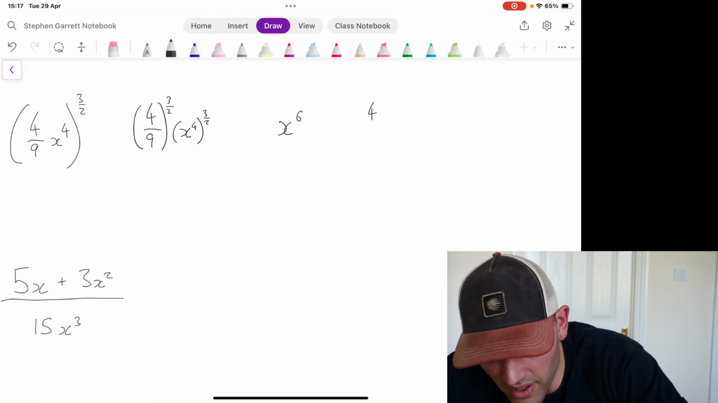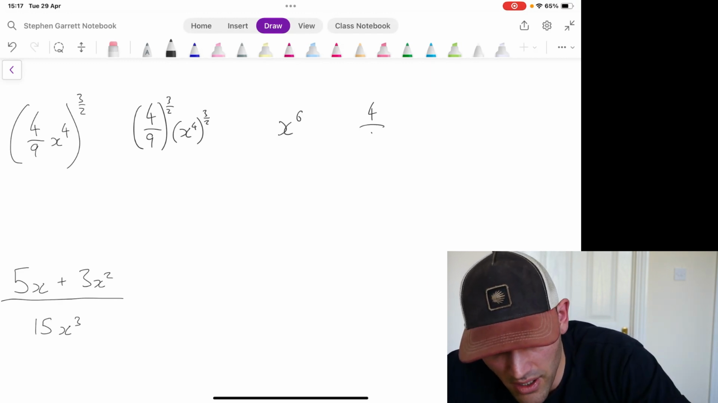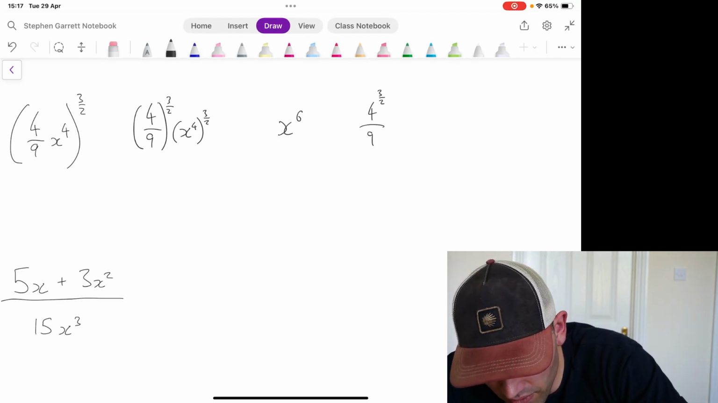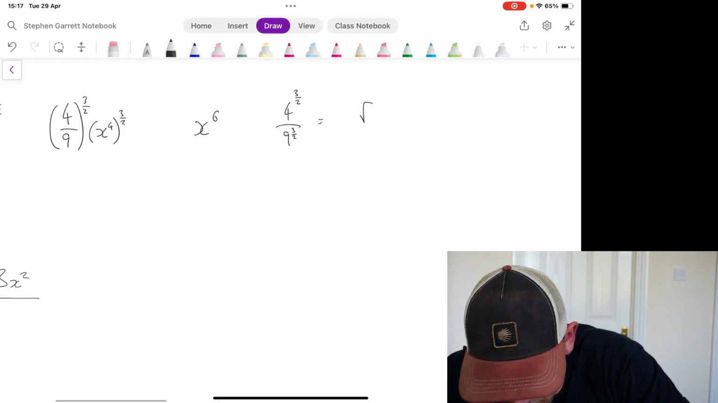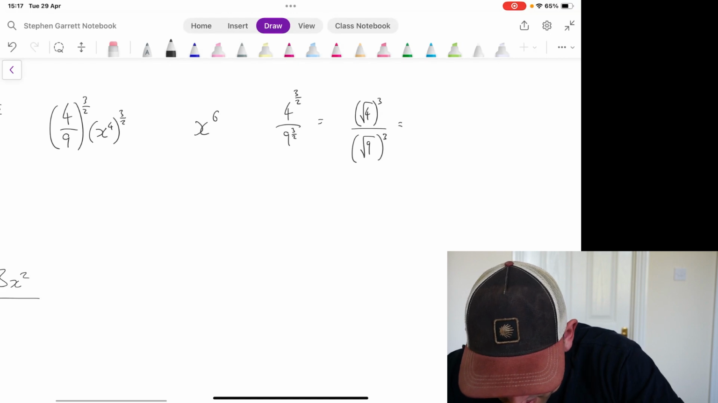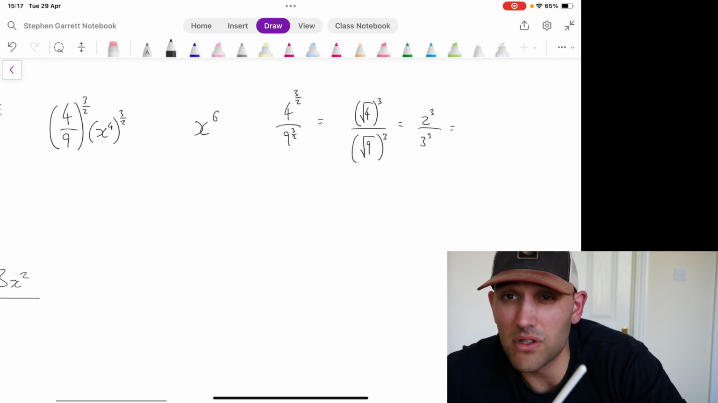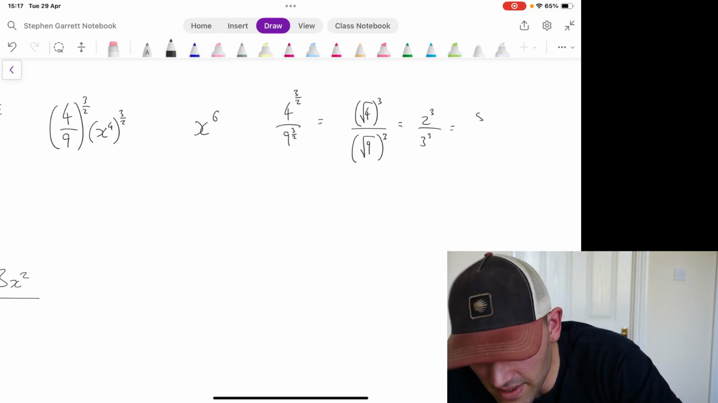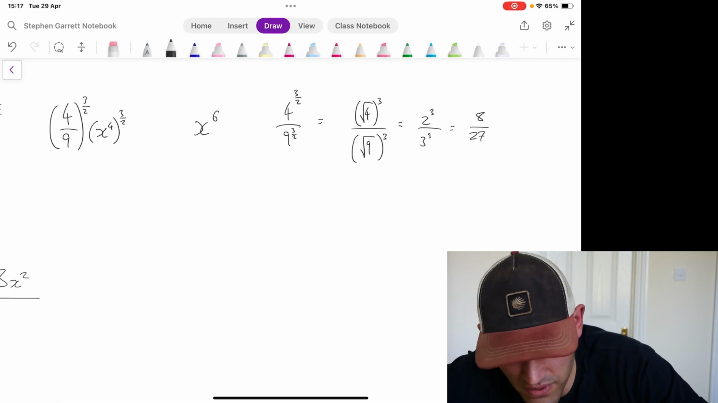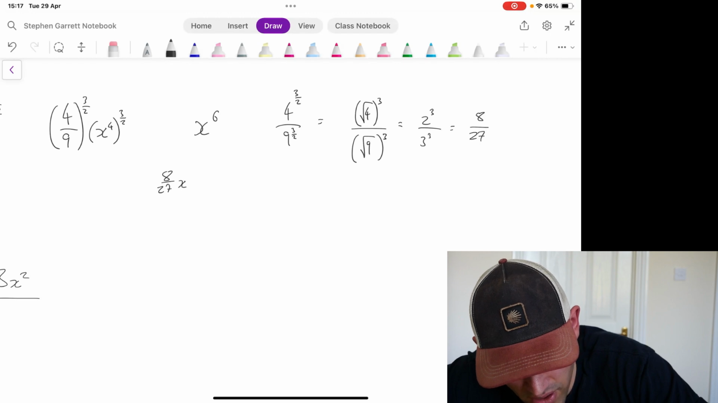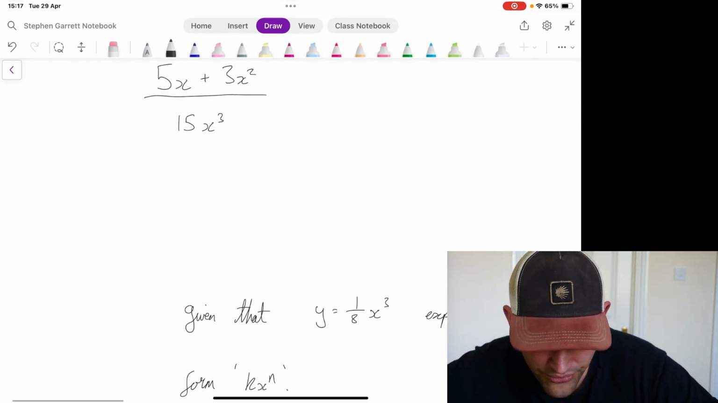So I'm going to apply that power to both the numerator and the denominator. So that's 4 over 9, 3 over 2, 3 over 2. So that's going to be square root 4 raised to the power of 3 over square root 9 raised to the power of 3. So that's going to be 2 cubed over 3 cubed. 2 times 2 times 2, 2 times 2 is 4, times 2 is 8. 3 times 3 is 9, times 3 is 27. So the final answer is going to be 8 over 27 x to the power of 6.